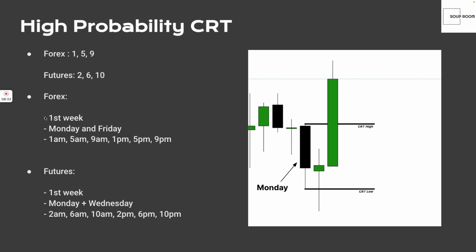For Forex, the first week, Monday and Friday, and once again, 1 a.m., 5 a.m., 9 a.m., 1 p.m., 5 p.m., 9 p.m. Example right here. Monday performed the CRT, high probability CRT as mentioned here. Turtle soup Tuesday, distribution Wednesday. Friday also has a high probability CRT range. For futures, we use the first week of the month for a CRT range, the Monday or the Wednesday. Same thing, 2 a.m., 6 a.m., 10 a.m., 2 p.m., 6 p.m., 10 p.m. If you guys study this enough, this is all you will ever need.